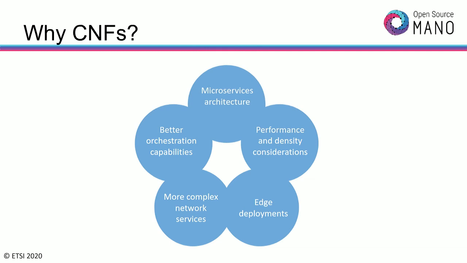Also, more complex network services play an important role. So at the beginning, we had just a few use cases of CNFs, but they have evolved, and we have more, and also network services are becoming more and more complex. So containers, again, fit much better. And container platforms like Kubernetes provide better orchestration capabilities than regular cloud platforms. So features like auto-scaling or rolling updates are usually better supported by Kubernetes than OpenStack, for example.